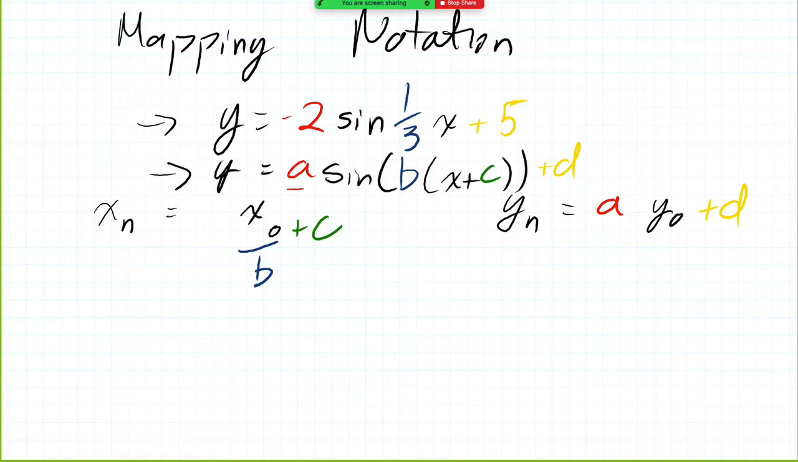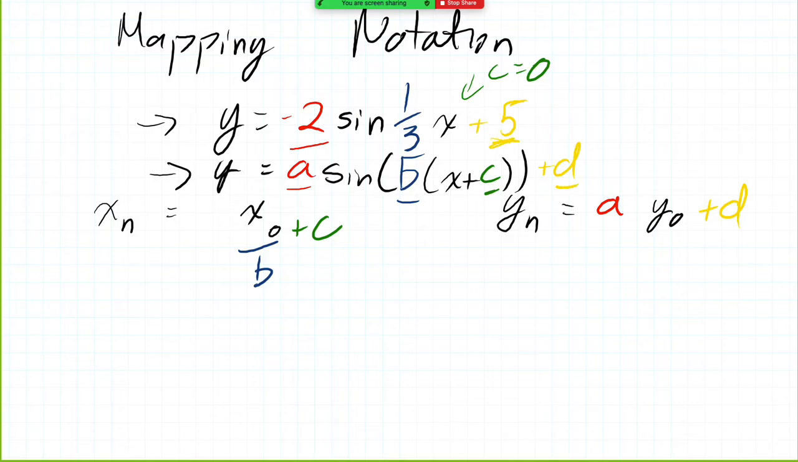So very quickly we know that the a value is negative 2. I've even color coded them. b is 1/3. There's actually no c value written in. So what that actually means is c is equal to 0, because we're adding 0 and it makes no changes. And d happens to be the value of 5 in this case.